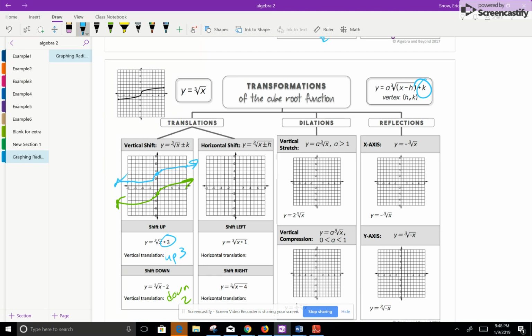Again, guys, just kind of sketch it so you know where things are moving. Then our plus 1 is actually left 1. And our minus 4 is right 4.